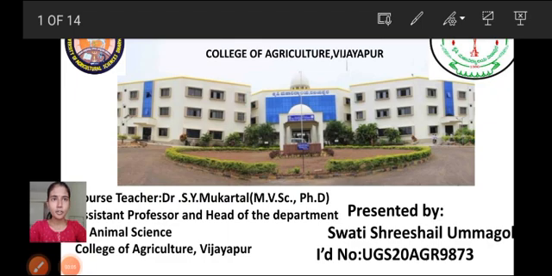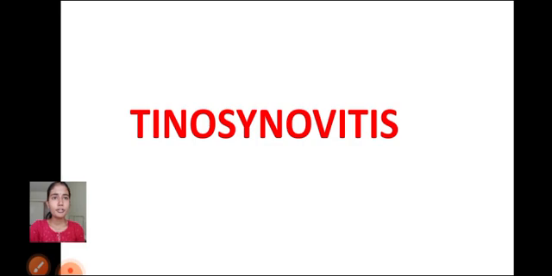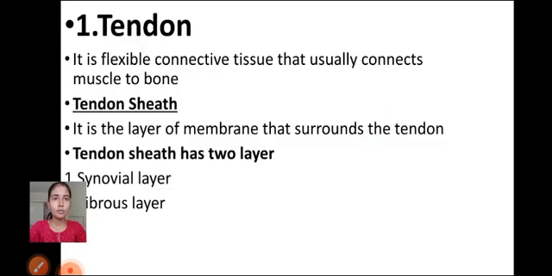Today I will discuss about TENOSYNOVITIS. Before going to that, first we have to know about the tendons and the ligaments. First of all, tendon. It is the flexible connective tissue that usually connects muscle to bone. Then tendon sheath. It is the layer of the membrane that surrounds the tendon. Then the tendon sheath has two layers. First one is the synovial layer, then the fibrous layer.